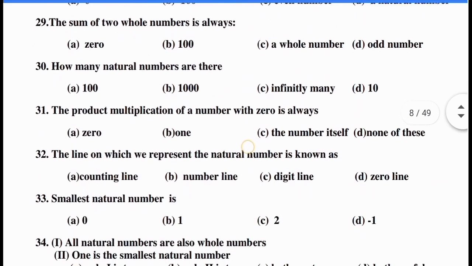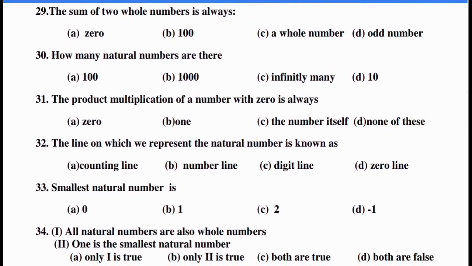Question number 29. The sum of two whole numbers is always, we know that this is the property of whole numbers, which is closure property, right? Sum of two whole numbers is always a whole number, right? And it is C, a whole number. Question number 30. How many natural numbers are there? 100, 1000, infinitely many, or 10? So we know that natural numbers are infinite. So answer is C, infinitely many.